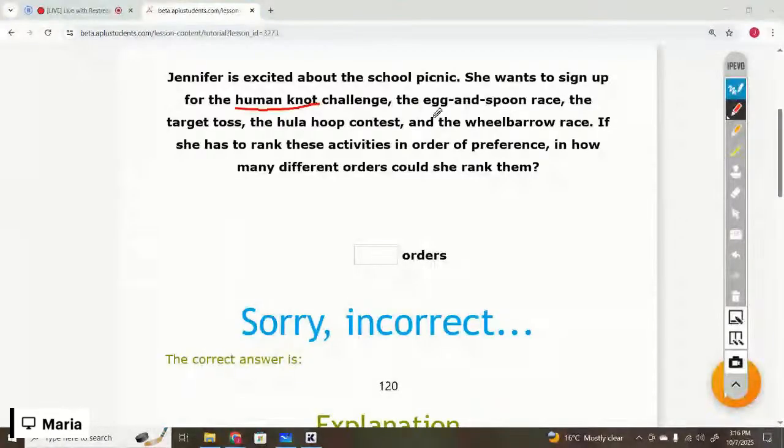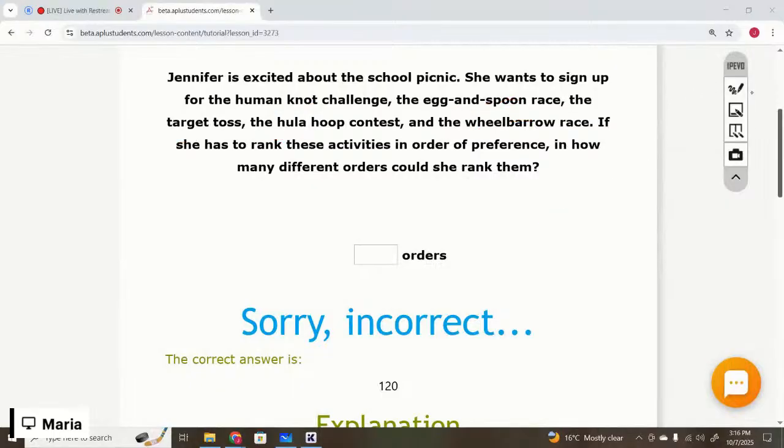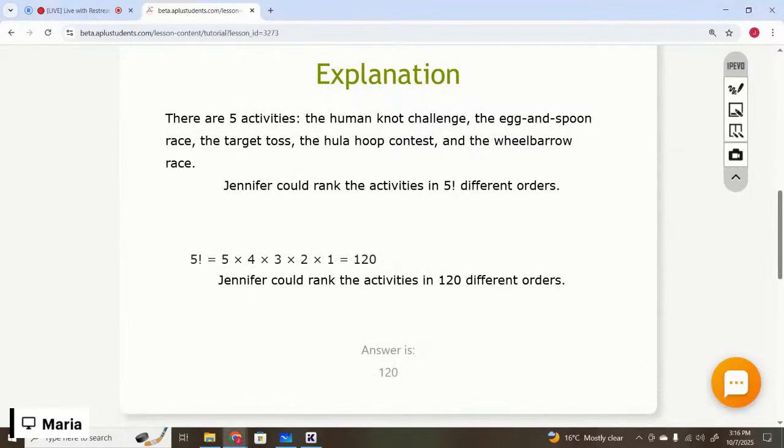They are options 2, 3, 4, 5. So you need 5 factorial, right? So that is the permutations. In permutations, the order does matter and we have to calculate the factorial. So 5 factorial equals 120.